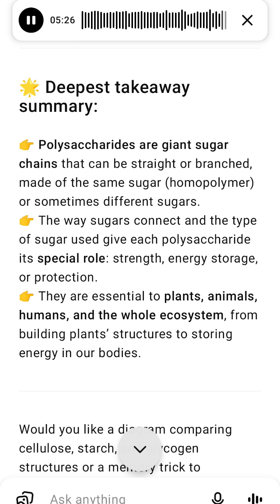Deepest takeaway summary: polysaccharides are giant sugar chains that can be straight or branched, made of the same sugar, homopolymer, or sometimes different sugars. The way sugars connect and the type of sugar used give each polysaccharide its special role: strength, energy storage, or protection. They are essential to plants, animals, humans, and the whole ecosystem, from building plant structures to storing energy in our bodies.